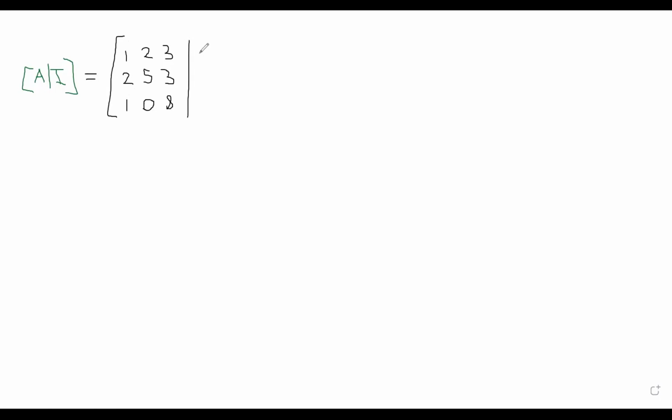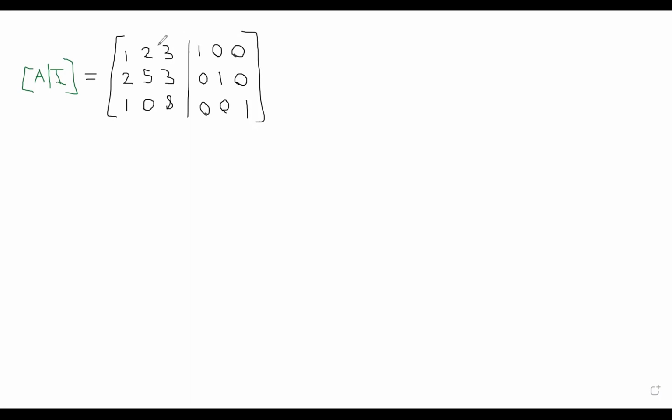So that was on the left side. On the right side is the identity matrix. And so since we're dealing with a 3 by 3 A, our identity matrix is a 3 by 3 identity matrix. Okay, so A is going to determine the size of your identity matrix. It's going to be the same size. Okay, so that's A partitioned with I.